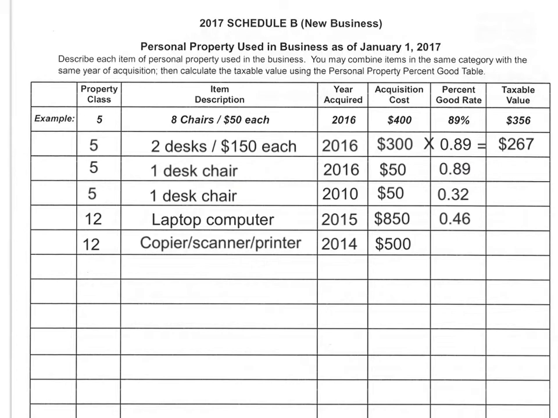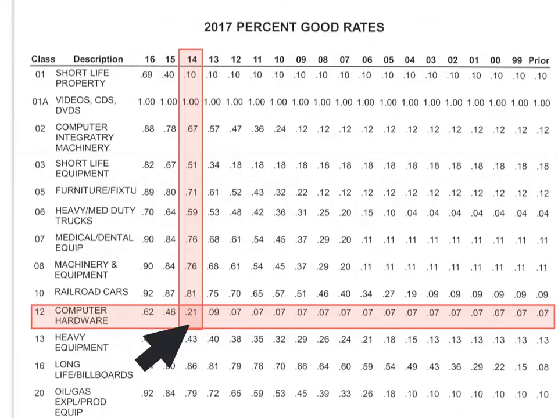The last item on our listing is a copier scanner printer. It's also in class 12, but was acquired in year 2014. So we will go to the percent good chart to determine the percent good. The point where Class 12 and the year 2014 intersect is 0.21 or 21% good. We'll move that number over to our Schedule B.